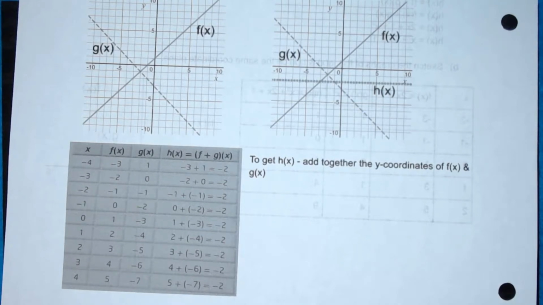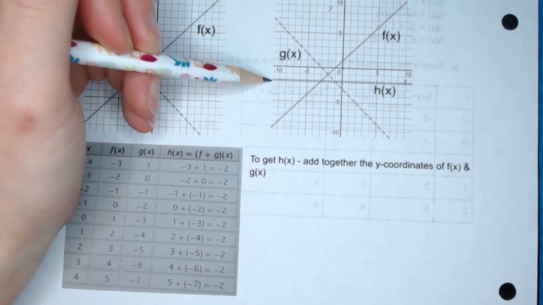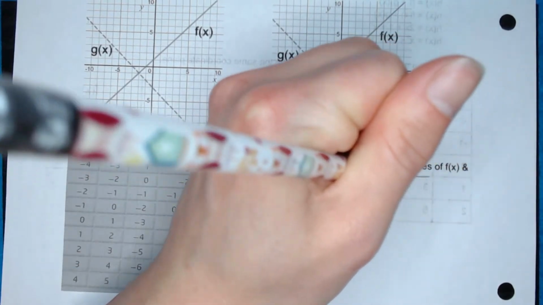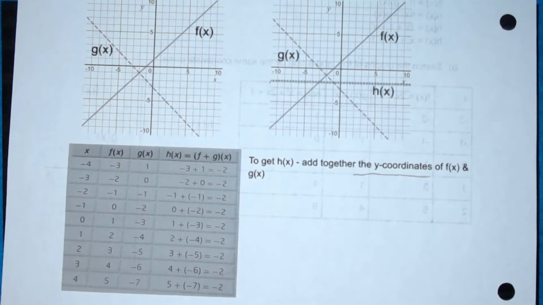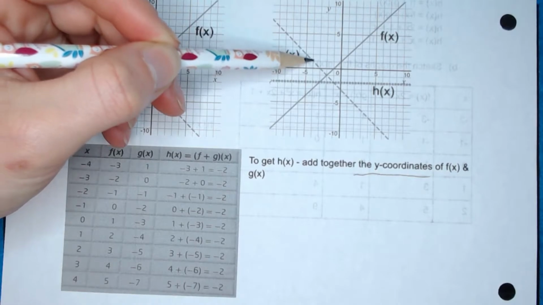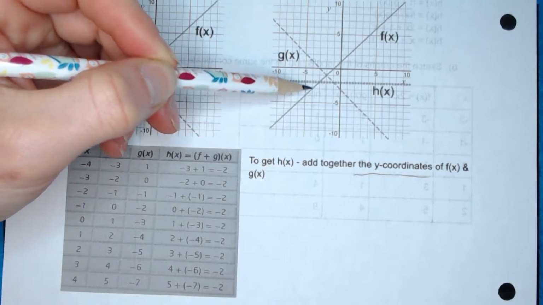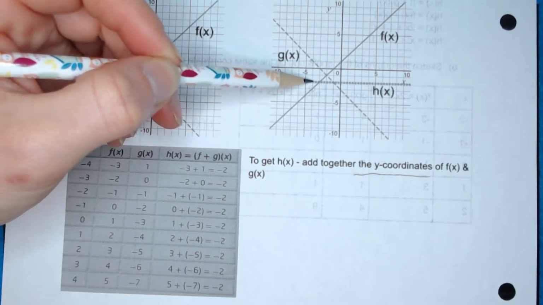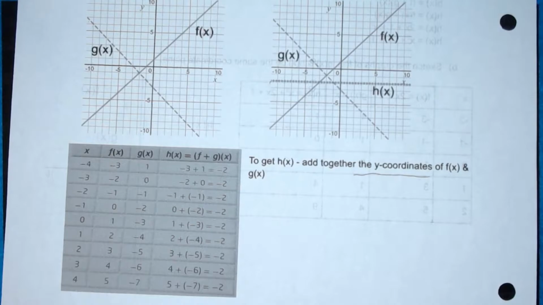So super simple. Because these two are linear functions, we end up with a straight horizontal line for h of x. This will not always be the case if you had, say, a parabola or something like that. But the general rule you could follow is to add together the y coordinates and plot a new graph. So you would look at it and say, okay, when x equals -4, y equals +1 and -3. Add those two together, you get -2. It's just that simple and straightforward.